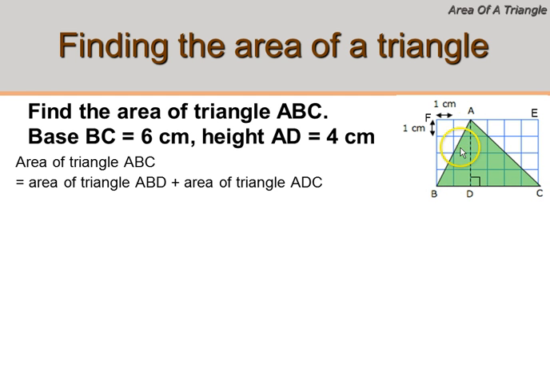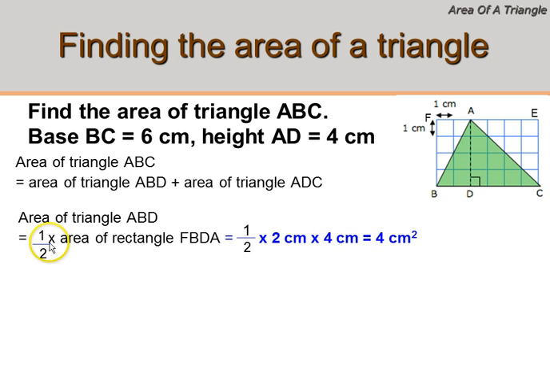ABD and ADC. Just by adding them together. Now with the formula, half times the area of rectangle, this time FBDA. This rectangle over here, FBDA, with the base 2 cm and the height 4 cm.